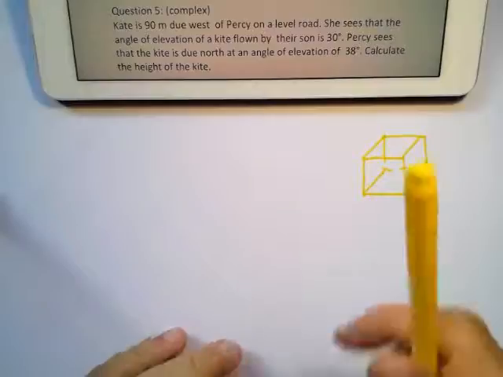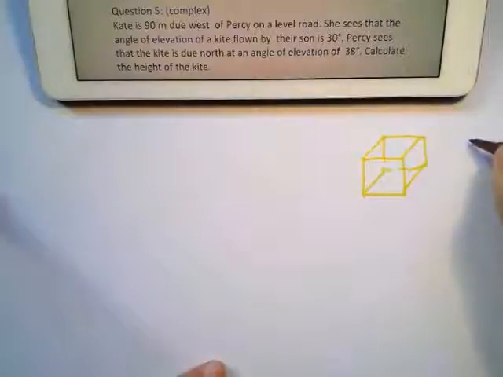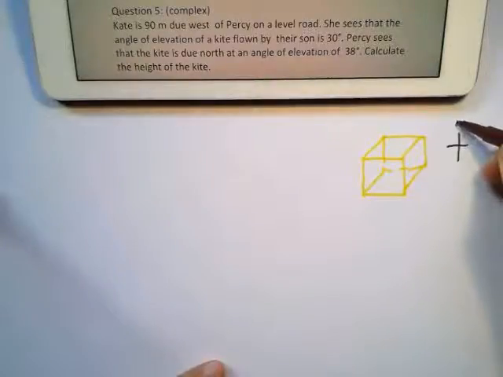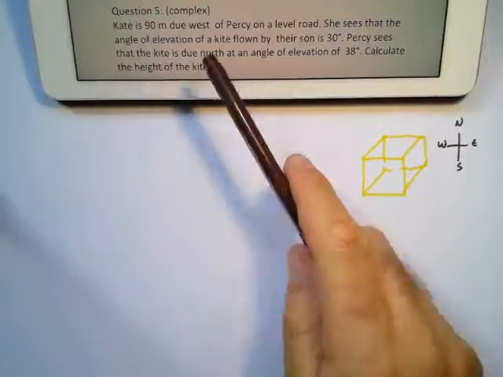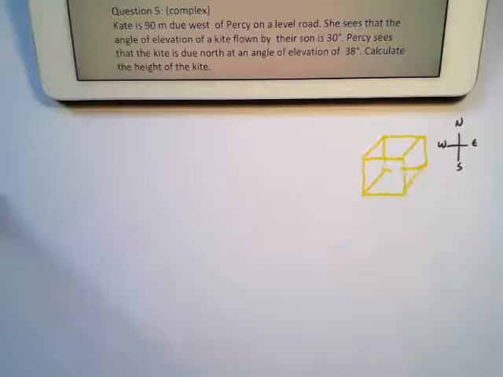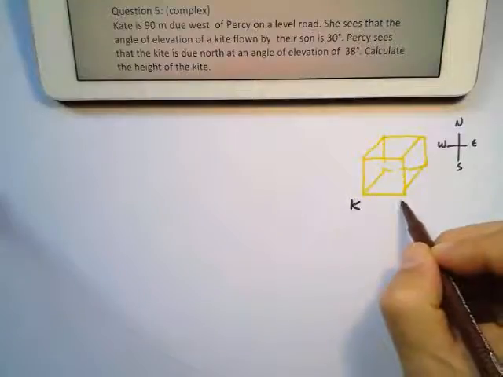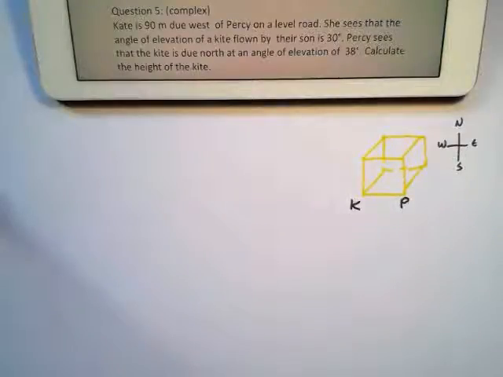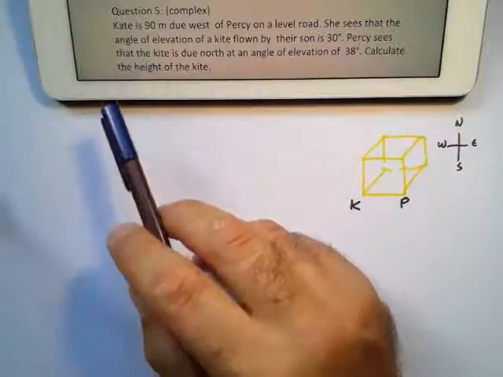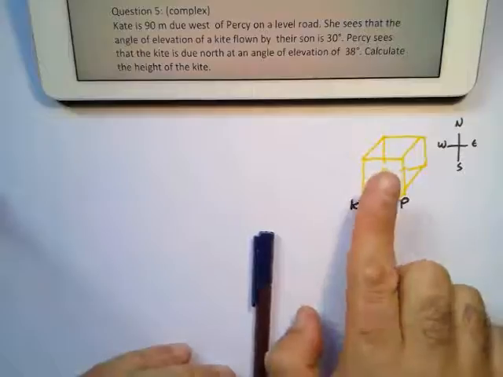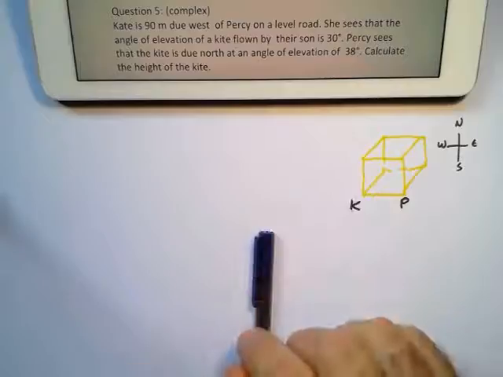Now what they say is that Kate is due west of Percy. So if I have north, east, south, west, and we say Kate is due west of Percy, it means Kate will be on the west, so Kate will be here, and Percy will be over there. Kate has an angle of elevation of a kite flown by the sun, and that's 30 degrees. So it means from Kate, she's looking up at 30 degrees. We don't know which direction. She can look in any direction and see the kite.